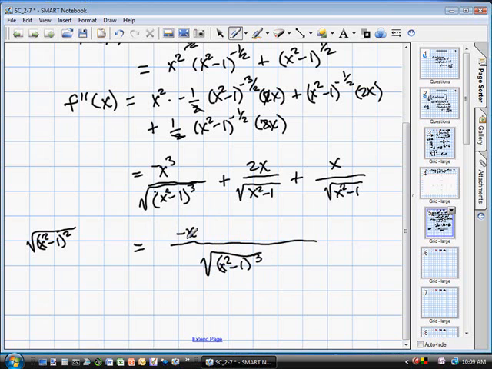Of course, this term doesn't change, but what's going to change over here? Well, I'm going to have 2x times this. By the way, what's another name for this? What's the square root of a square? Don't the square root and the square undo each other? So won't I just have x squared minus 1? So that'll be 2x times x squared minus 1 plus x times x squared minus 1.